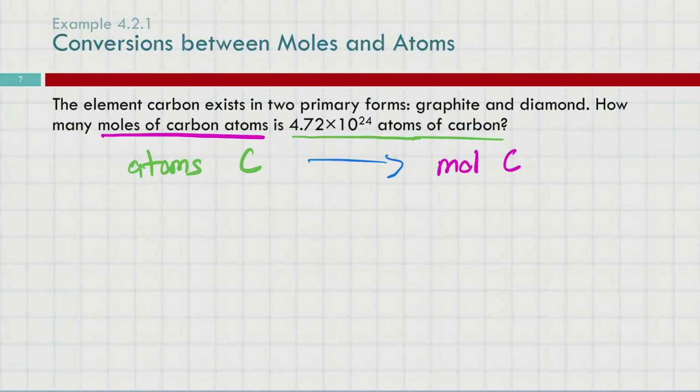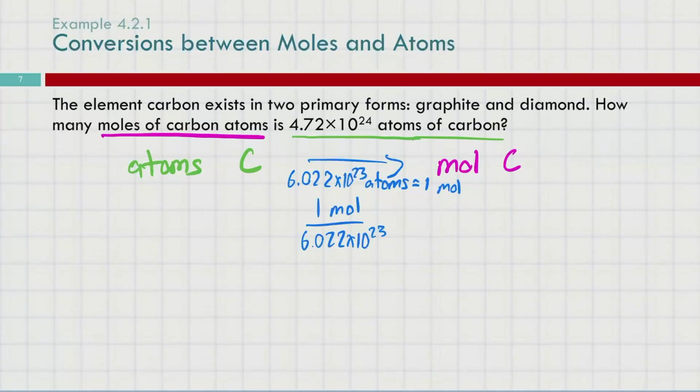If we're going from atoms to moles, our Avogadro's number goes with atoms, and that's equal to 1 mole. It's like the 12 in a dozen. Since we're going from atoms to moles, we want the atoms part to be on the bottom. We want the moles part to be on top. So our conversion factor, 1 mole over 6.022 times 10 to the 23 atoms.